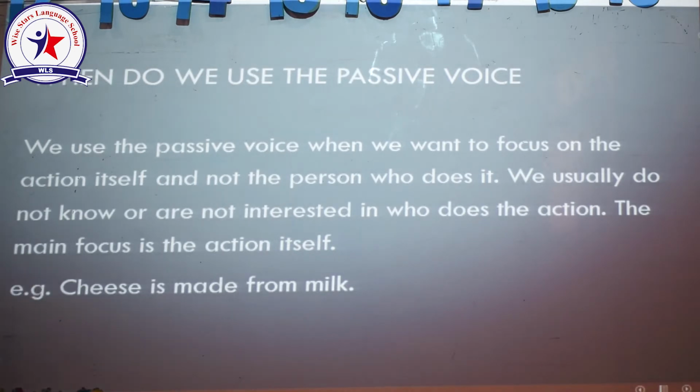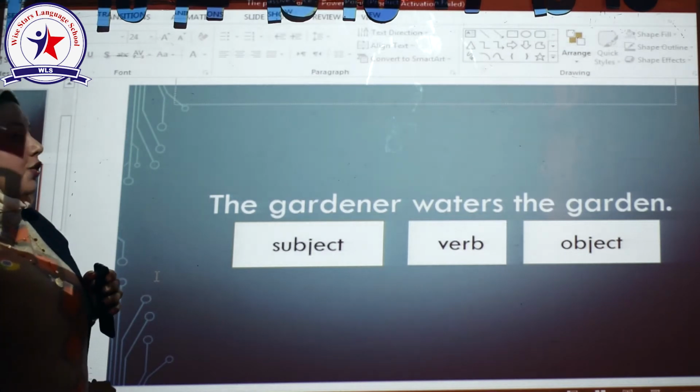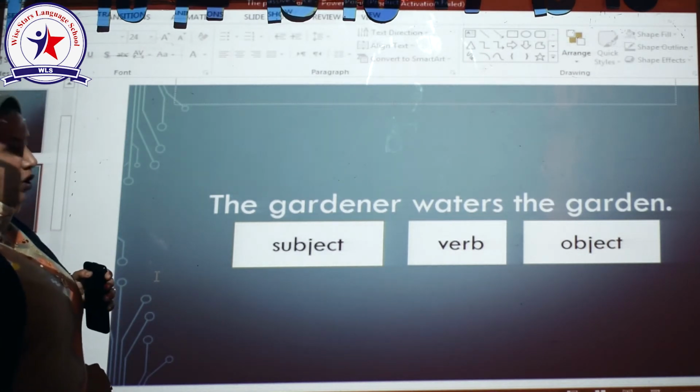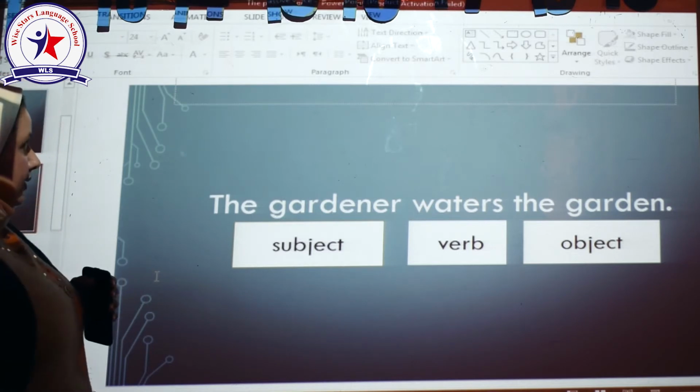Let's have an example here. Cheese is made from milk. Is it important for me to know who made the cheese? Sure, no. The most important thing is that I can enjoy cheese and it's tasty. Let's have another example. The gardener waters the garden. The gardener, subject. Waters, verb. The garden is the object of the sentence.